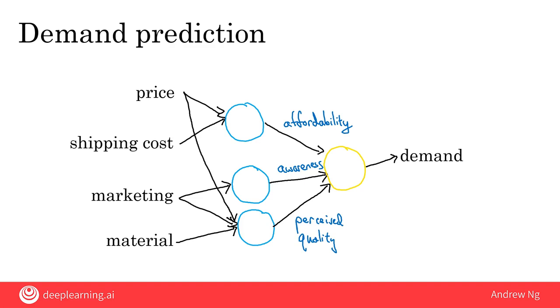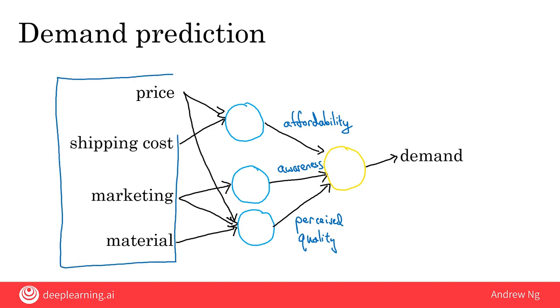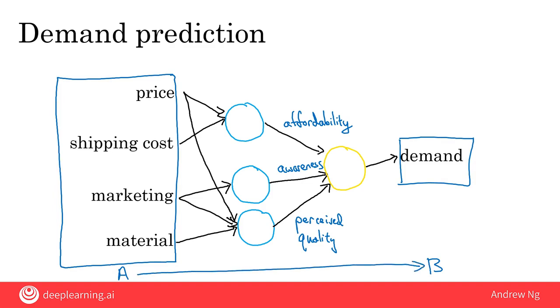So this is a neural network, and its job is to learn to map from these four inputs, that's the input A, to the output B, the demand. So it learns this input to output, or A to B, mapping. This is a fairly small neural network with just 4 artificial neurons. In practice, neural networks used today are much larger, with easily thousands, tens of thousands, or even much larger numbers of neurons.